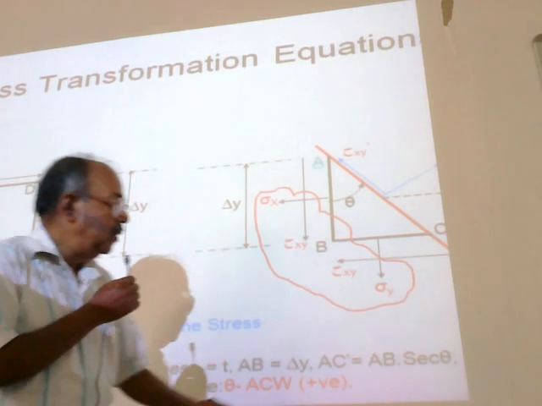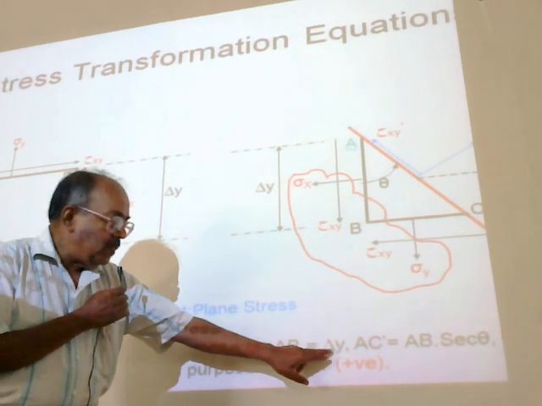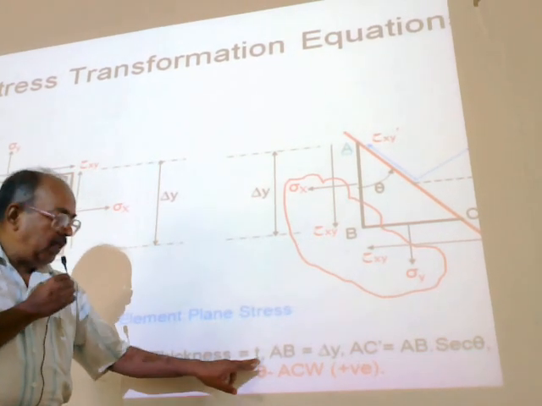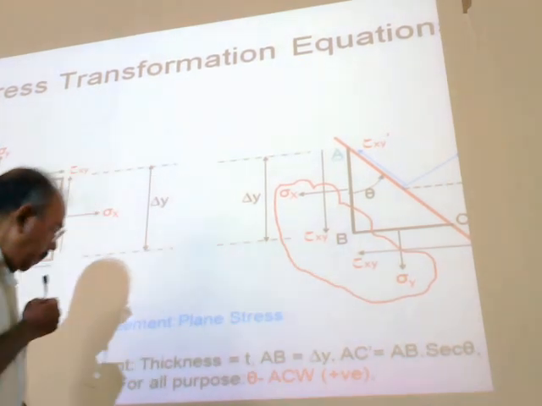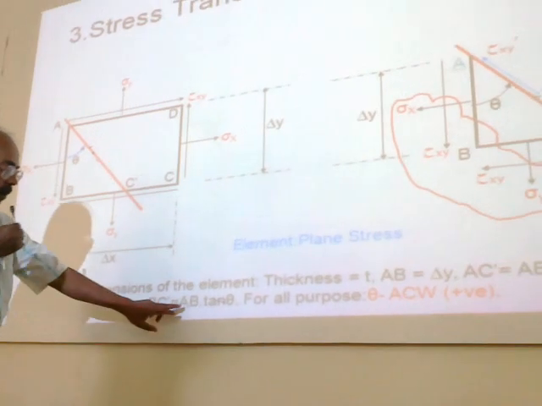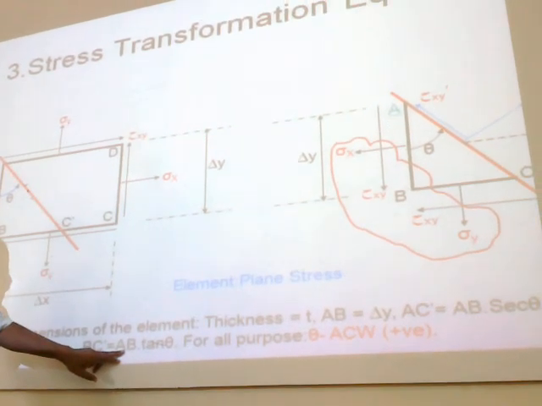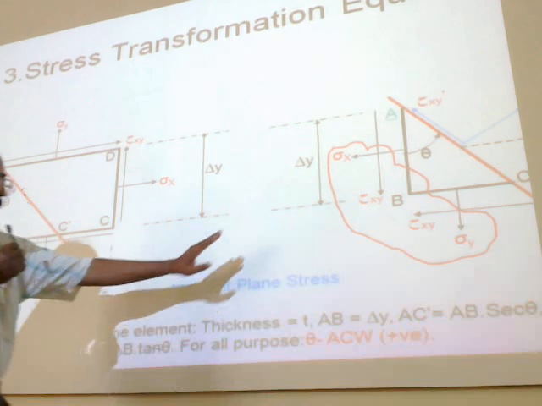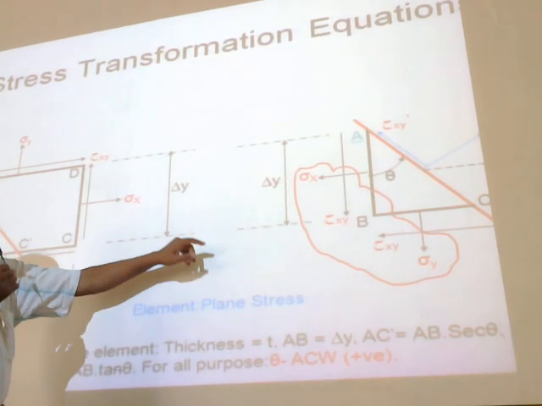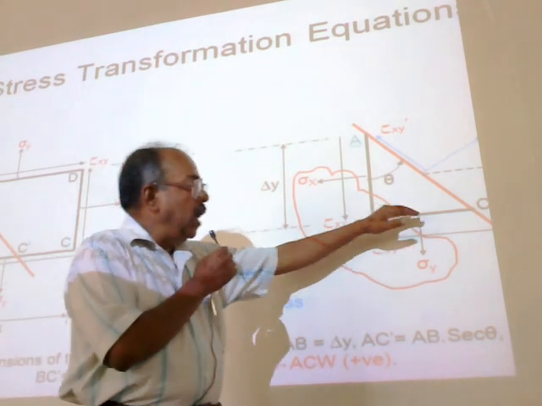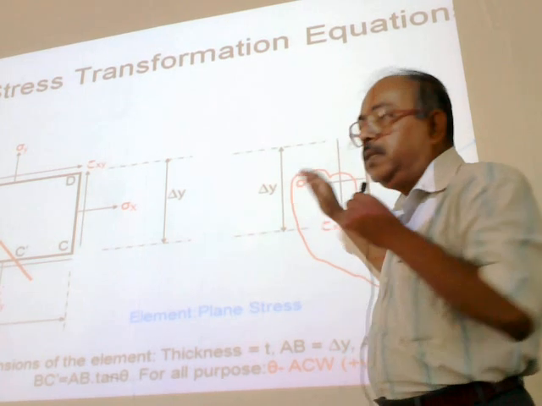So how to find out? With thickness small t, AB is delta y, AC prime will be AB sec theta, and BC prime will be AB tan theta. Any question on this? So we have come to know the given quantities, and the dimensions of the triangle if one side A to B is given.